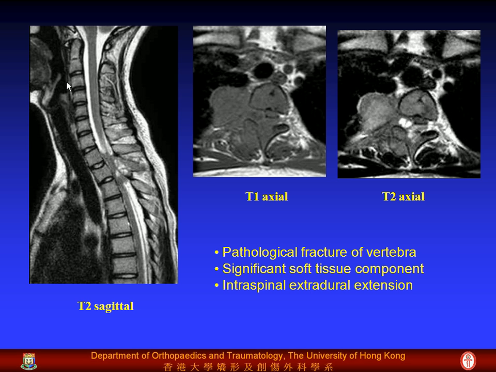On the MRI it shows a pathological fracture of the vertebra, significant soft tissue component, intraspinal extradural extension, and also you can see the extension into the upper mediastinum. So it's starting to develop some root signs involving the T1 root.